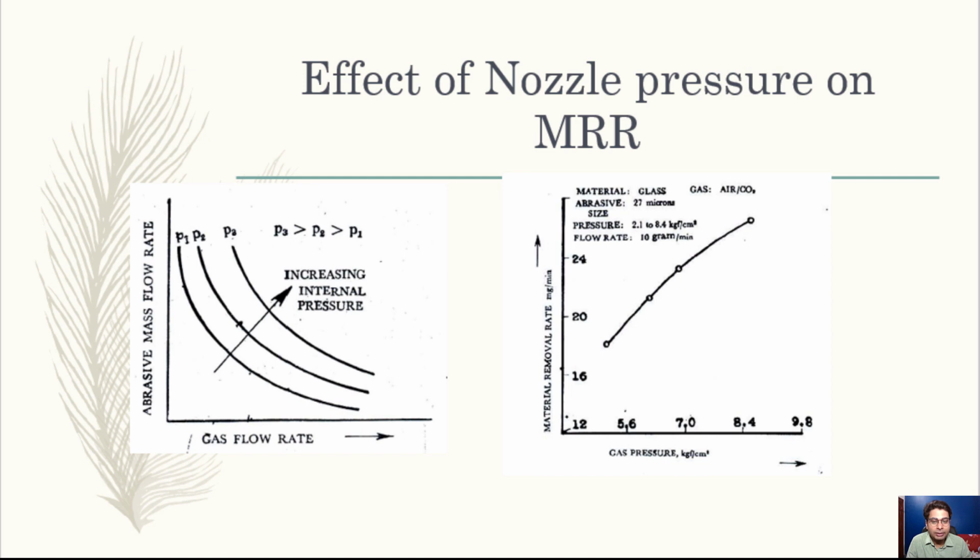Kinetic energy of the abrasive particles is responsible for the removal of material by the erosion process. The abrasive must impinge on the work surface with a minimum velocity. For machining glass by silicon carbide particles, it is found to be around 150 meter per second.